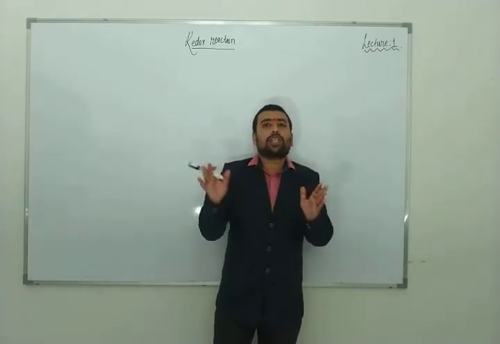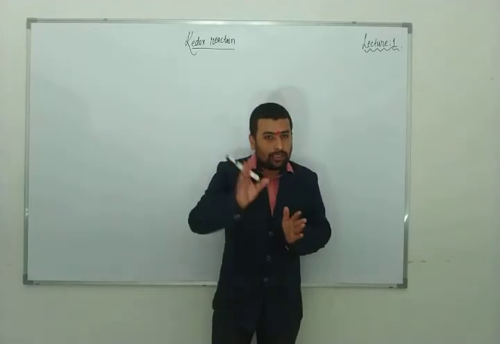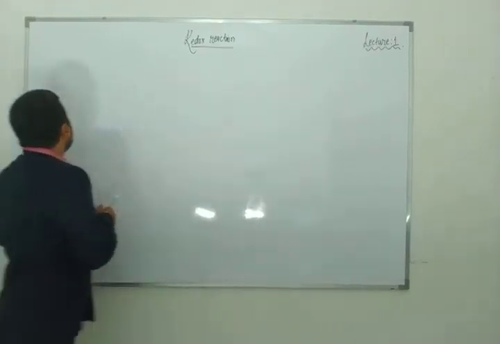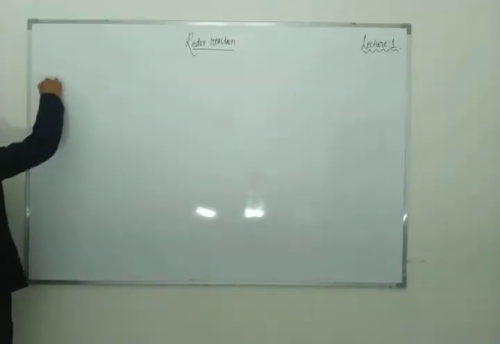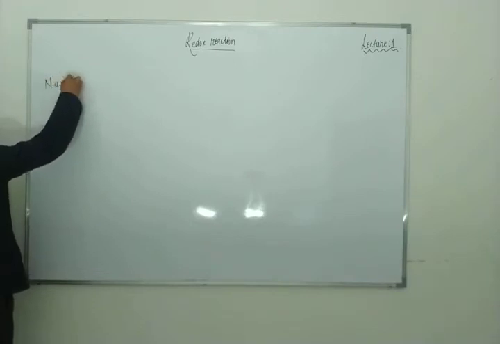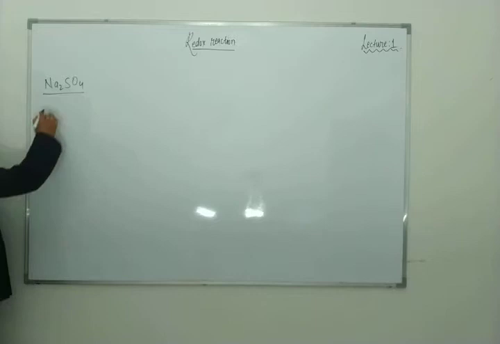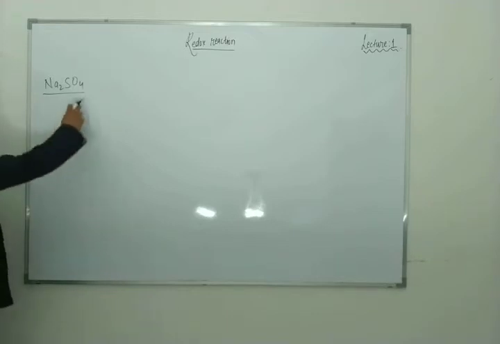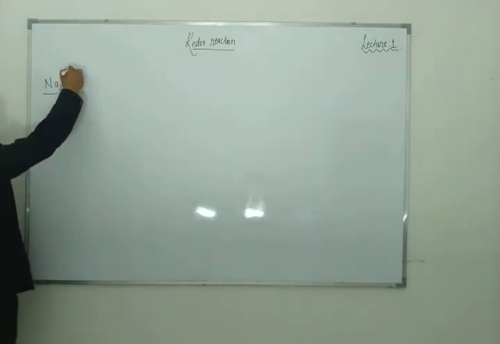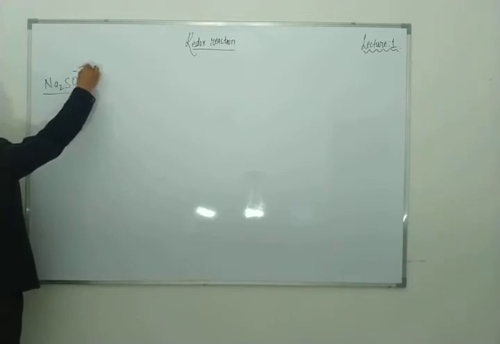If I talk about any compound, remember the sum of their oxidation states should be 0. Just suppose I talk about sodium sulfate, Na2SO4. This is the compound, right? Three elements are there: sodium, sulfur, oxygen. You know oxygen generally exists in the -2 form, and there are a total of 4 oxygens, so -2 into 4 is equal to -8, right?